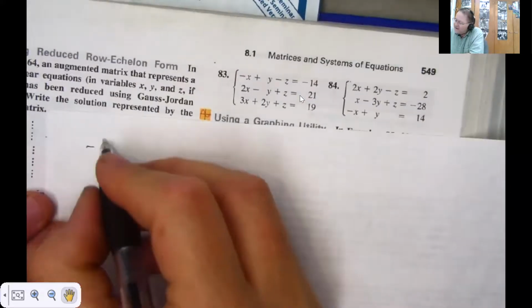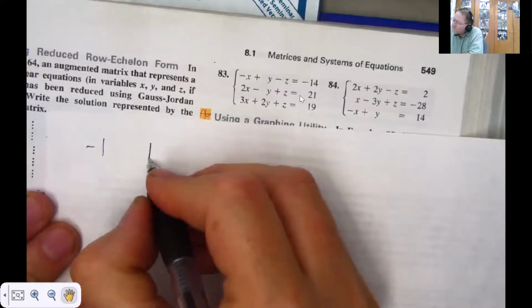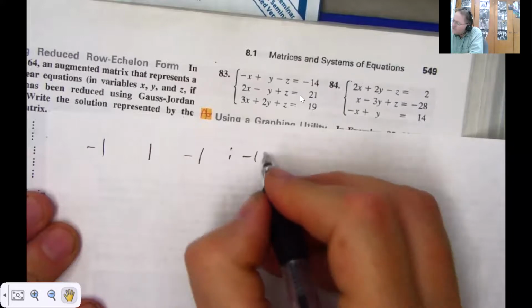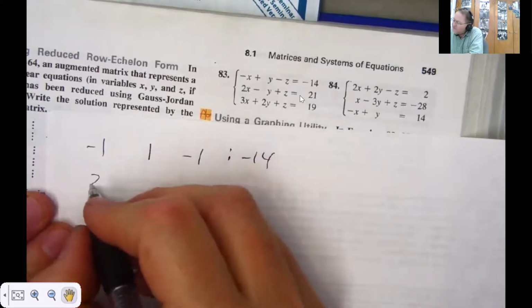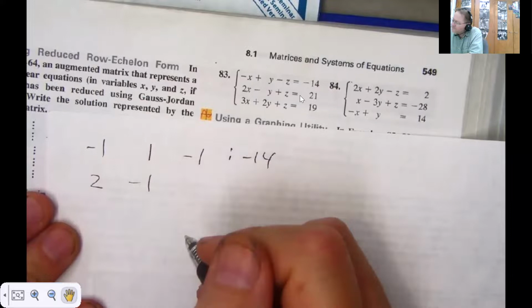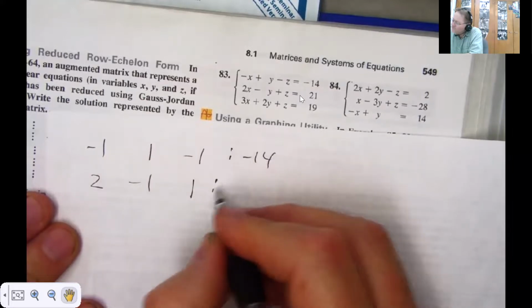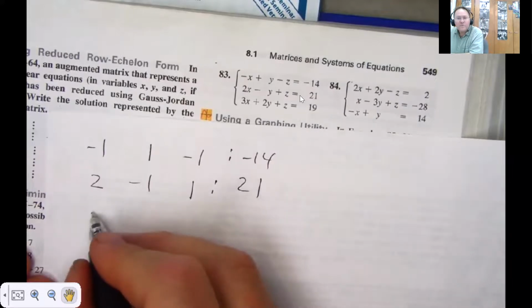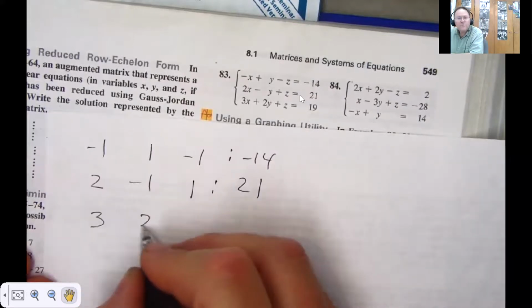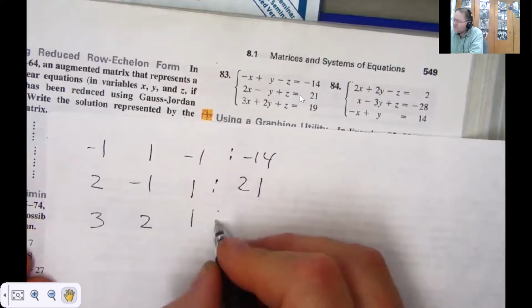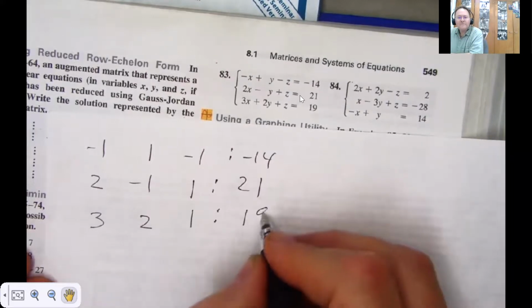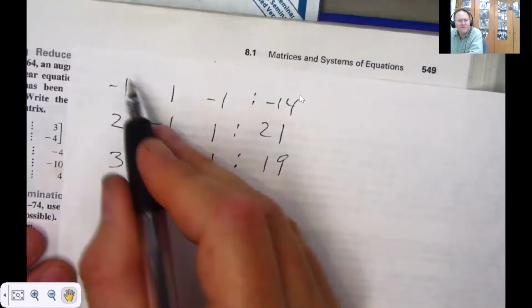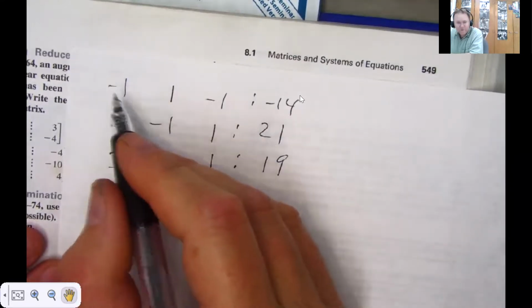So it's going to be negative 1, 1, negative 1, negative 14. It's going to be 2, negative 1, 1, 21. Now remember, you're doing Gauss-Jordan this time. It's going to be 3, 2, 1, excuse me, 19. Here we go. I need to make that one a 1, right? This one right here, a 1. I can multiply everything by negative 1.